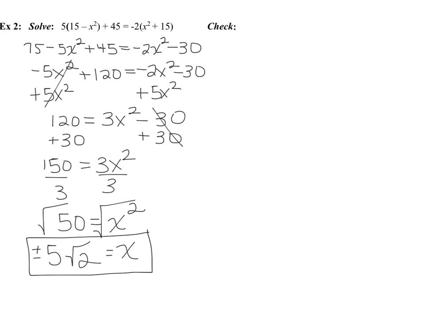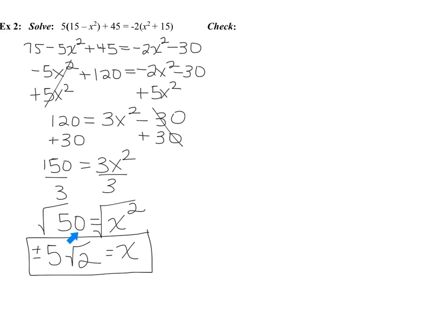So you have 2 choices. You can add the 5x squared to both sides, or you can add the 2x squared to both sides. I chose to add the 5x squared to both sides to give me 3x squared minus 30 equals 120, just because I like to keep things positive. If you chose to add the 2x squared to both sides, instead of right here having 150 equals 3x squared, you would have negative 3x squared equals negative 150. In the end, you would still get that x squared is equal to 50, okay?